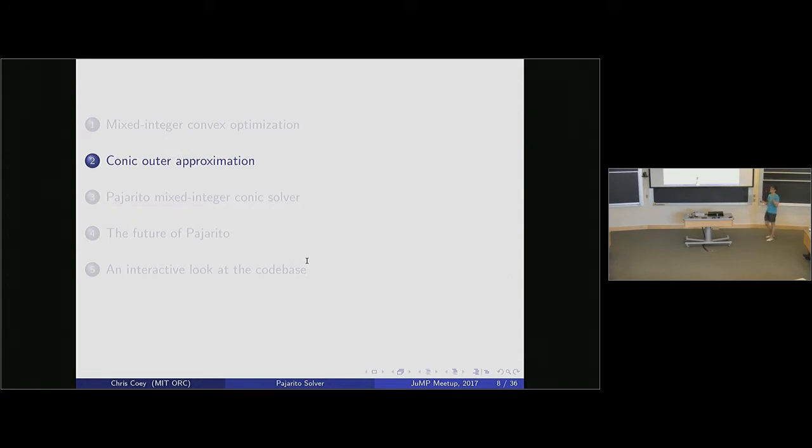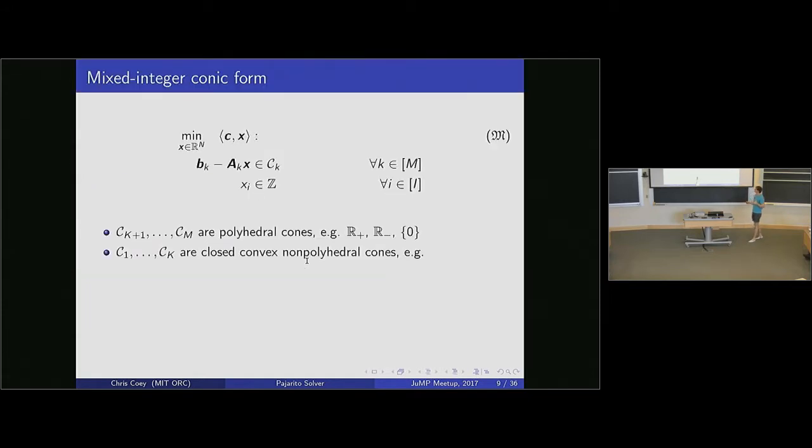Okay, so a little more about the algorithm. As I said, I'm going to move quickly through this part. So we saw a mixed integer convex form, and this is mixed integer conic form. So here we're saying an affine expression is in a convex closed cone, and there's k of those constraints. Some of them may be the LP cones, like the non-negative orthant, and some may be cones such as the second order cone or the positive semi-definite cone, non-polyhedral cones.